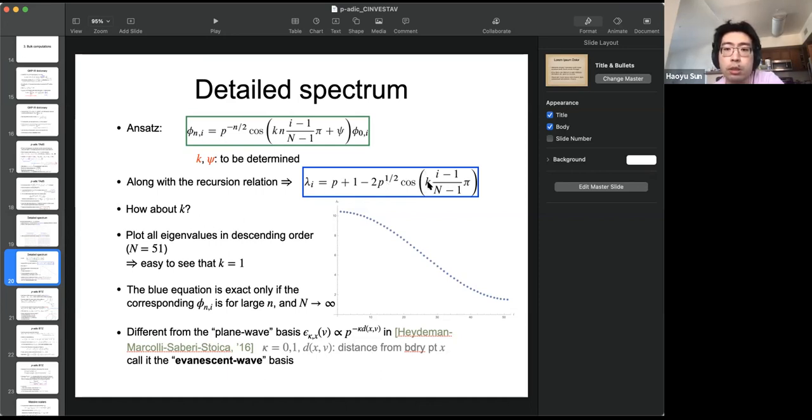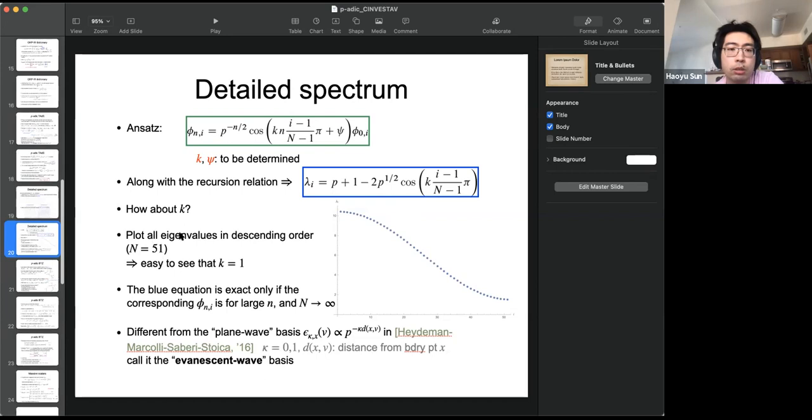But what about the k in the cosine? So in order to see what k is, we plot all the eigenvalues in ascending order, from the smallest one to the largest one. And it is easy to see that k is 1 because there are basically no oscillations over the range from 1 to capital N. So the blue box equation is exact only if the corresponding field value is given for large n going to infinity.